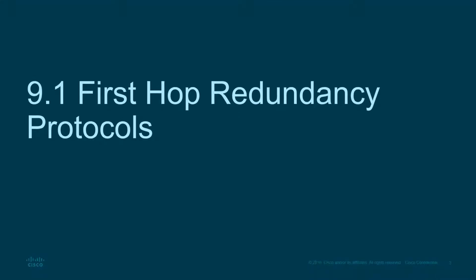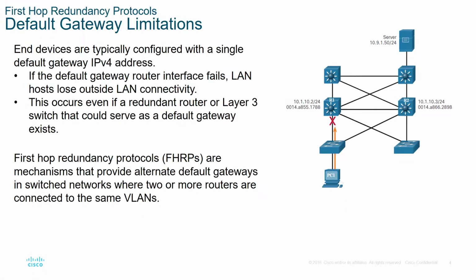First hop redundancy protocols. Default gateway limitations. End devices are typically configured with a single default gateway IPv4 address. If the default gateway router interface fails, local area network hosts lose outside local area network connectivity. This occurs even if a redundant router or layer 3 switch that could serve as a default gateway exists. First hop redundancy protocols, FHRPs, are mechanisms that provide alternate default gateways in switched networks where two or more routers are connected to the same VLANs.